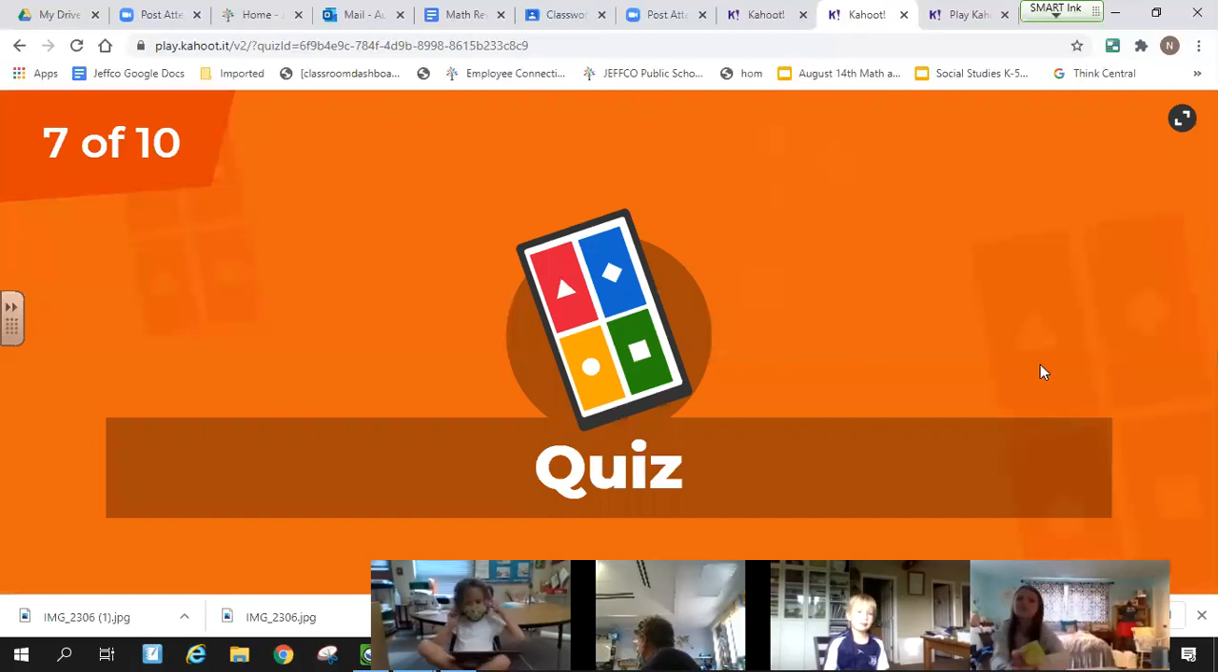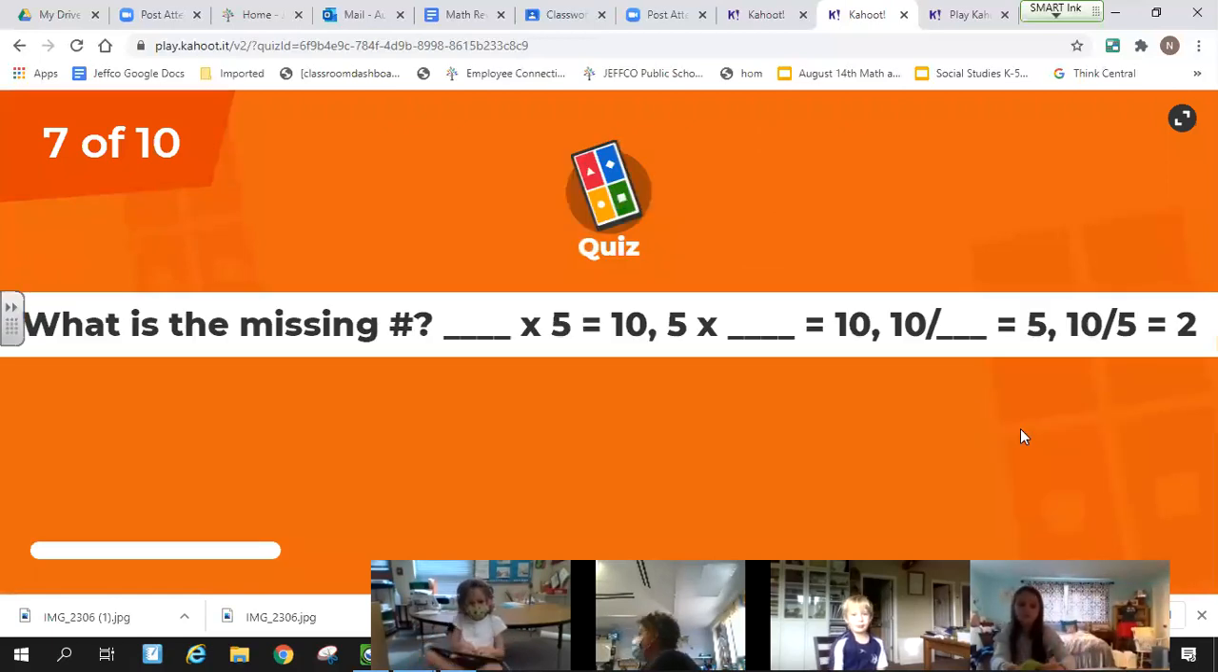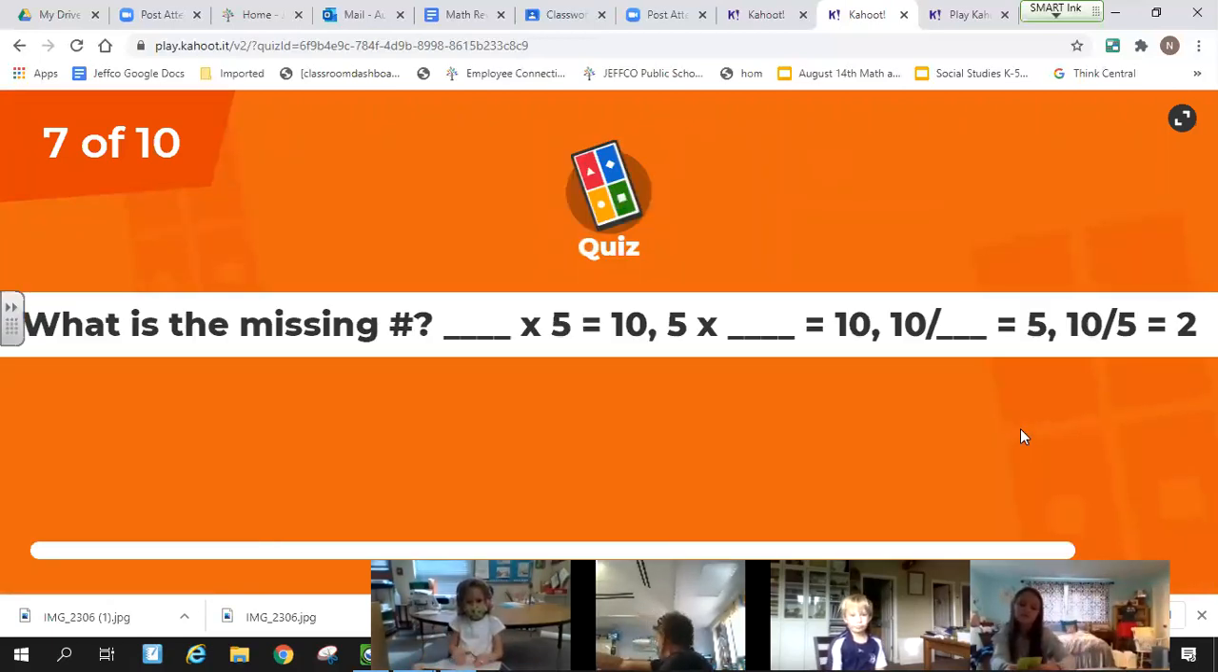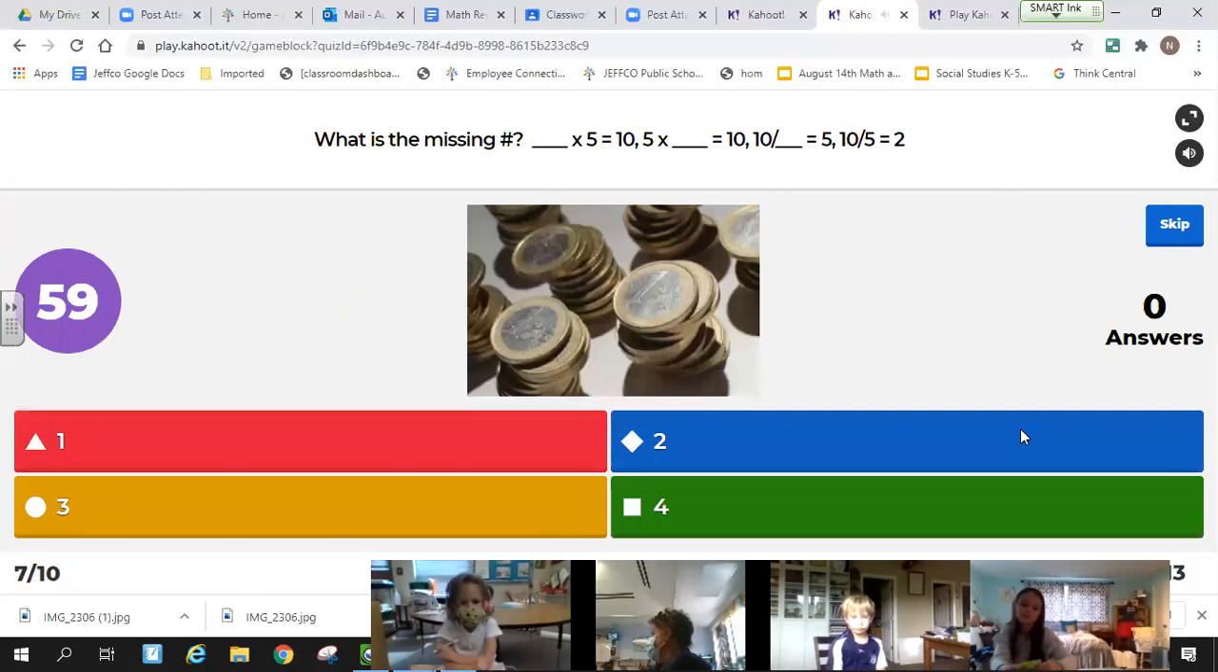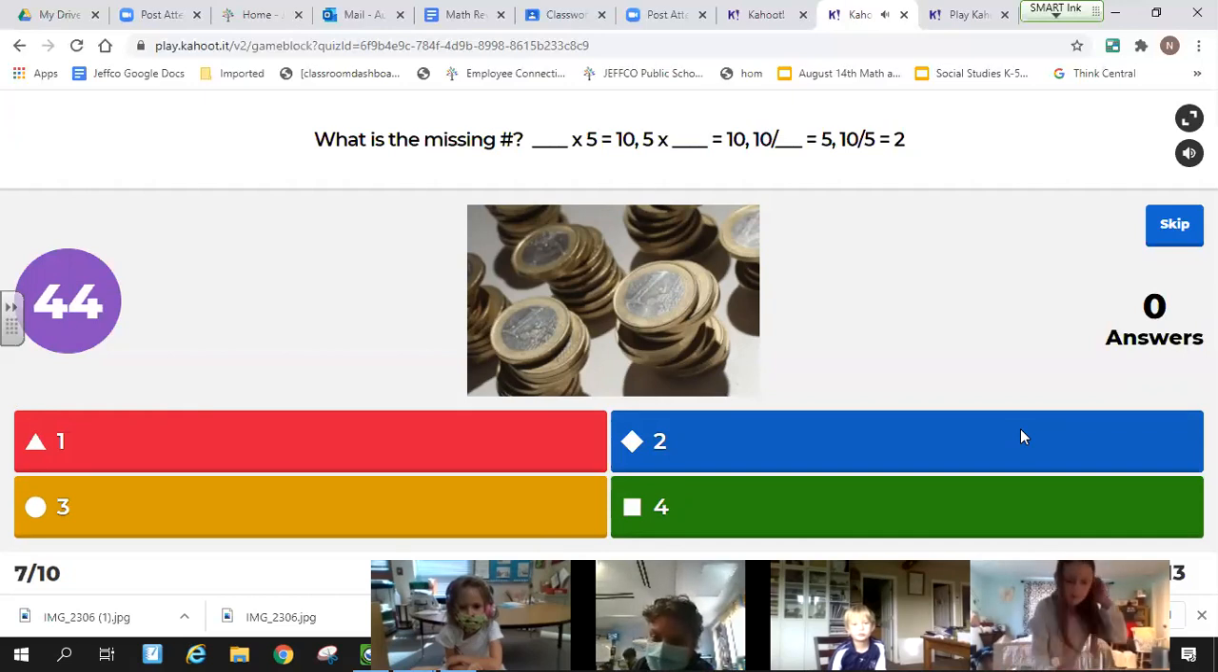Okay, here we go. What is the missing number? Blank times 5 equals 10. 5 times blank equals 10. 10 divided by blank equals 5. And I did something else. 10 divided by 5 equals 2. Good luck. See if it helps.